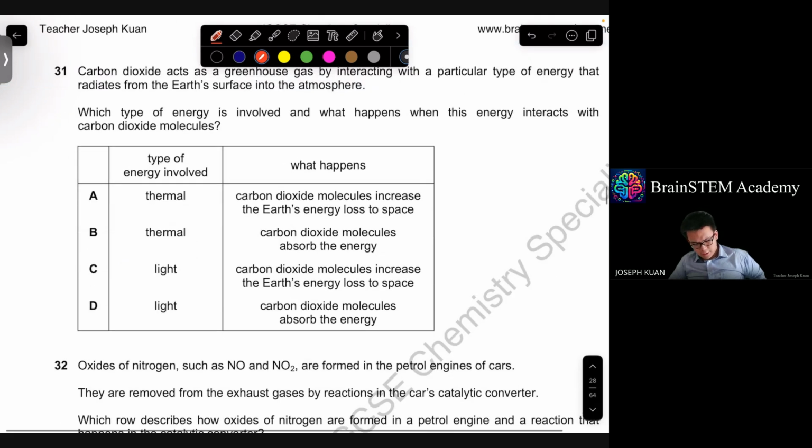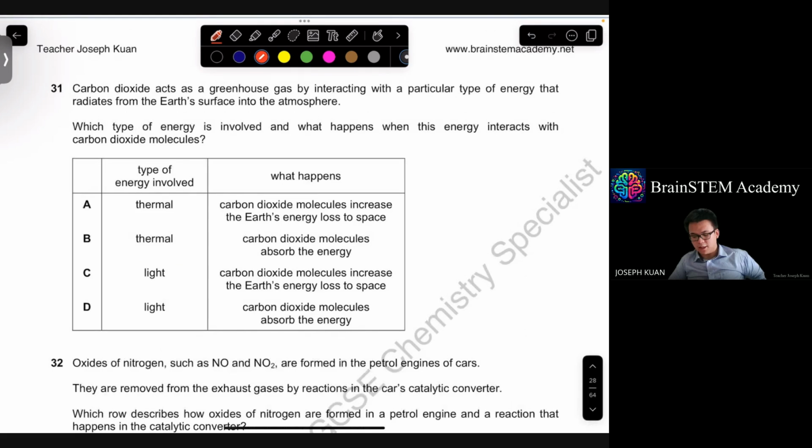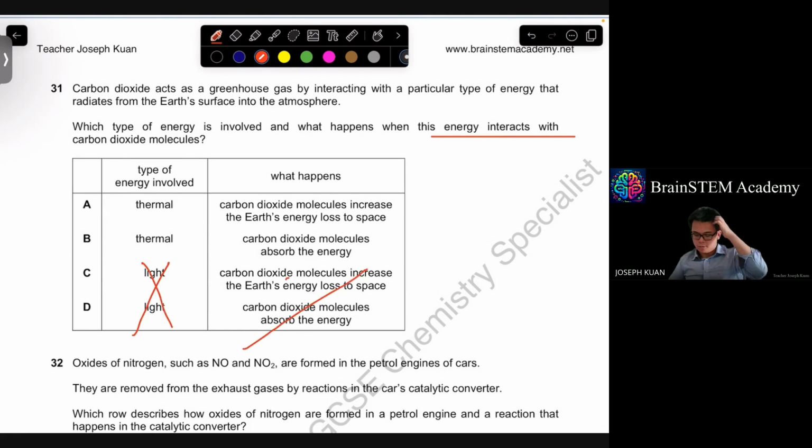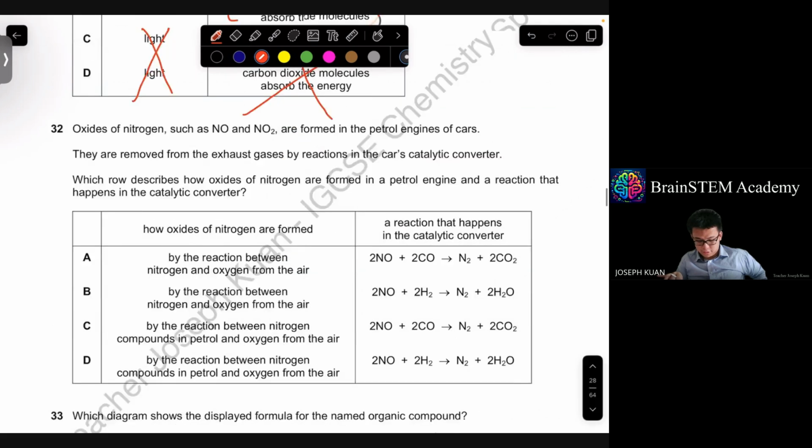Moving on, 31. Carbon dioxide acts as a greenhouse gas by interacting with a particular type of energy that radiates from the Earth's surface into the atmosphere. What type of energy is involved and what happens when this energy interacts with carbon dioxide molecules? So we know that it's thermal energy. And the reason why carbon dioxide is bad for the environment is because it's able to retain and absorb the thermal energy, causing the earth to warm up. So B is the answer.